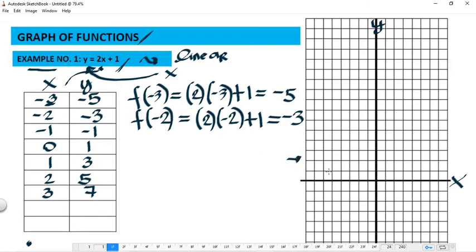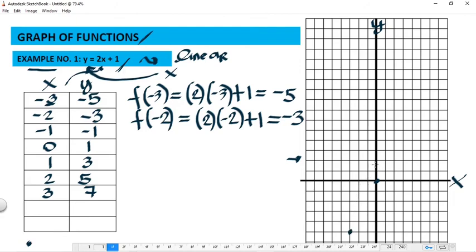If x is -3, so this is our origin, 0 for the x-axis and 0 for the y-axis. So x is -3. Let's move to the left: -1, -2, -3. y is -5, so let's go down: -1, -2, -3, -4, -5. So this is our first point.